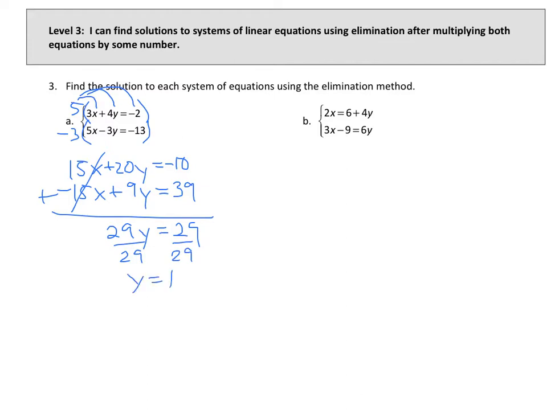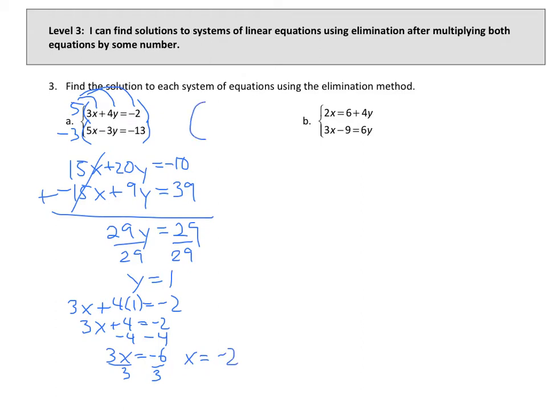And then it's the same steps as before. From here, I plug 1 in for y in one of the equations. So I'll use the top equation. 3x plus 4 times 1 equals negative 2. That's 3x plus 4 equals negative 2. Subtract 4 from both sides, and we get 3x equals negative 6. Divide by 3, and x equals negative 2. So my answer, x is negative 2, y is 1.